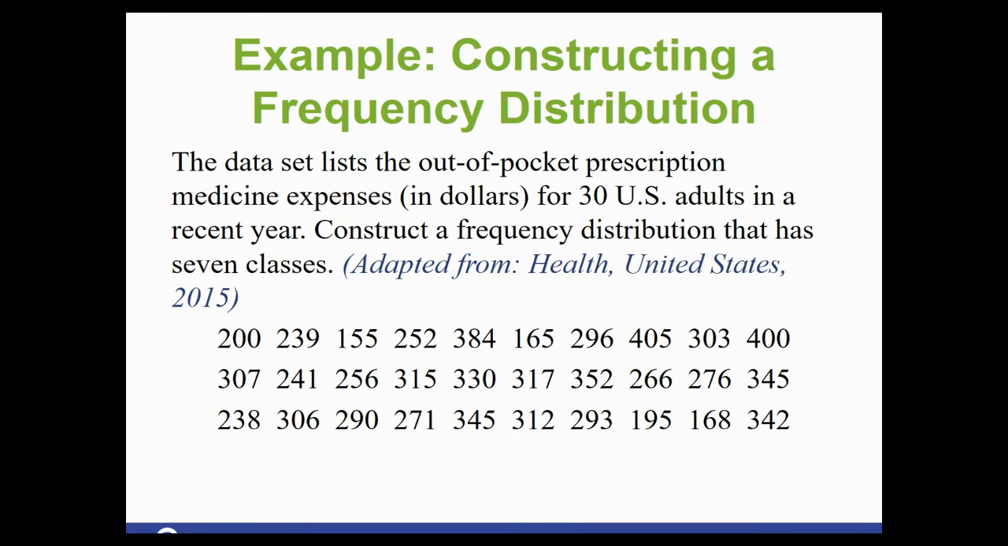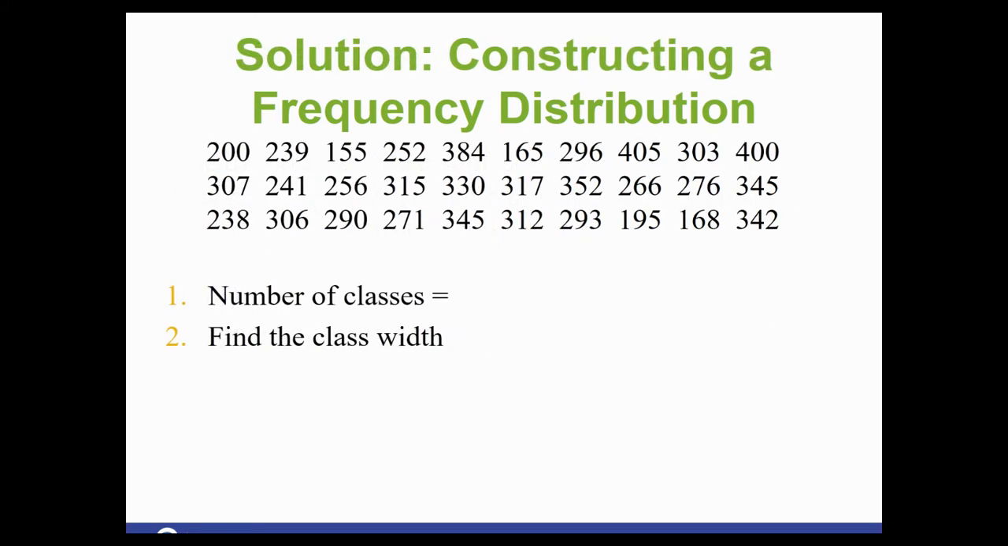Here's our example. The data set lists the out-of-pocket prescription medicine expenses in dollars for 30 U.S. adults in a recent year. Construct a frequency distribution that has 7 classes. Notice I told you it was going to be given to you. And then a lot of data there. We're going to go step by step through those 5 steps to create a frequency distribution. Step 1 was the number of classes, and they told us 7.